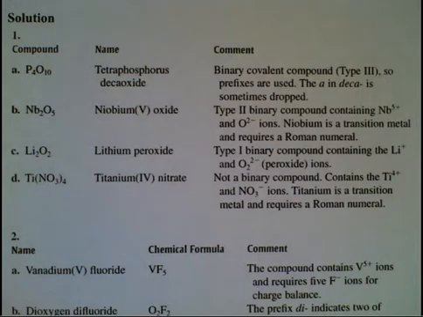D, Ti(NO3)4. That's titanium and nitrate. Titanium is a transition metal, so it's going to require a Roman numeral, but how do I know what that Roman numeral should be? The anion is a polyatomic ion, nitrate, and I see from my polyatomic ion sheet that it forms a -1 charge. How many are there? There are 4 of them, so there are 4 -1 charges, a total of -4. And so the 1 titanium ion needs to supply that positive charge. So it's titanium(IV) nitrate.